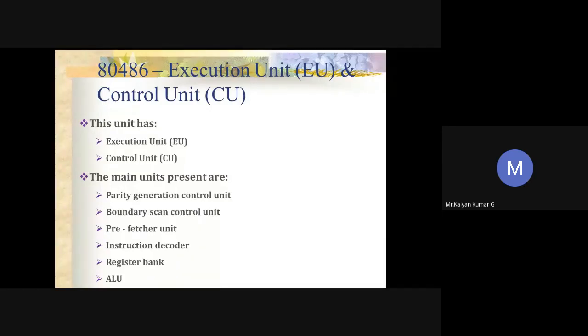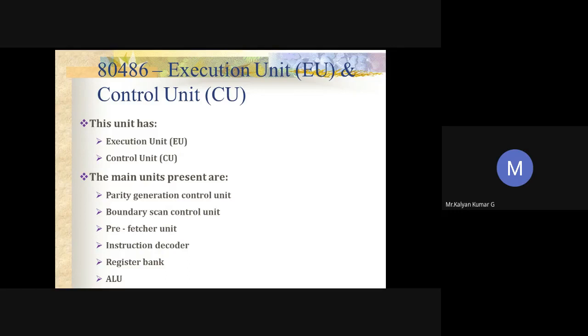Same is the case here. There's a parity generation control unit. It generates the parity, and it is used to carry out the checking process during any processor operations. And the boundary scan control unit. What is the purpose of this boundary scan control unit? It performs the boundary scan test. I think you would have heard this term. It ensures that all the components of the circuit on the motherboard are working correctly. For that purpose, we use the boundary scan control unit.